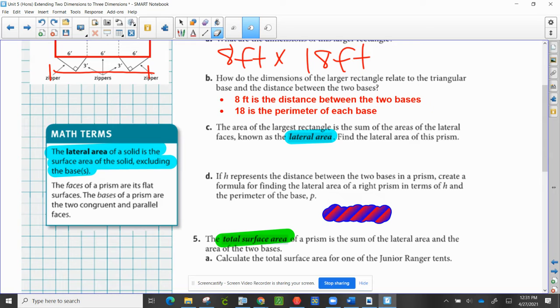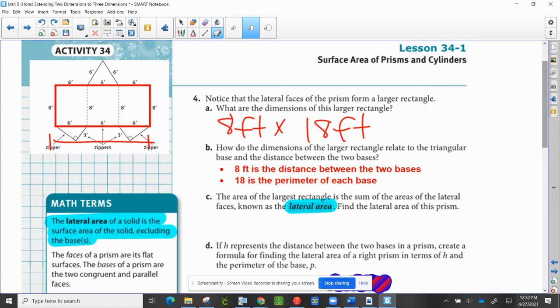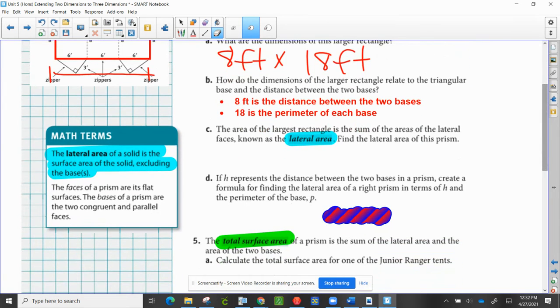And I'm just going to jump to part D here. Okay, so it says if H represents the height between the two bases, so our height is always the perpendicular distance that connects our two bases. So connecting the height, for finding the lateral area, which means the area of just your one piece there, you would find the perimeter of your base times the height.